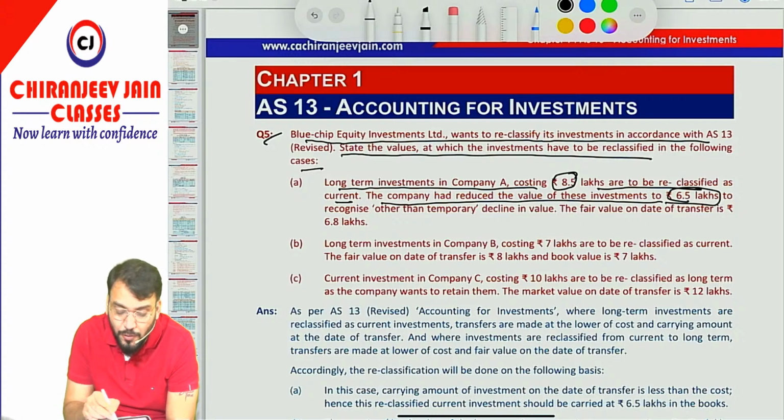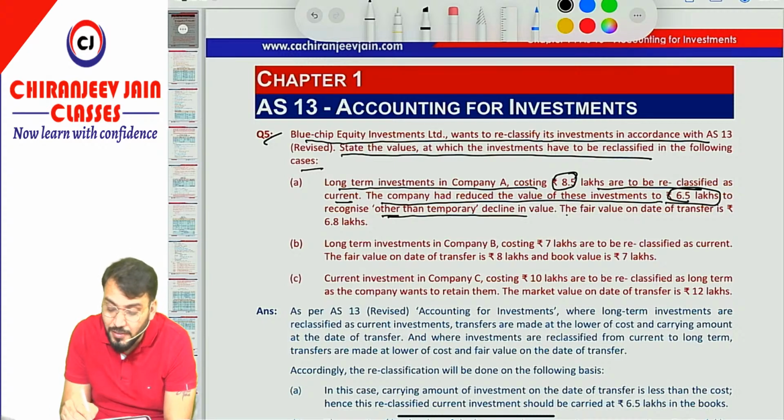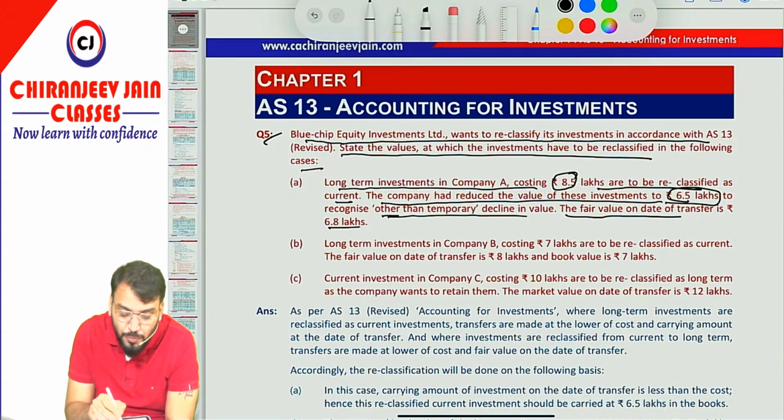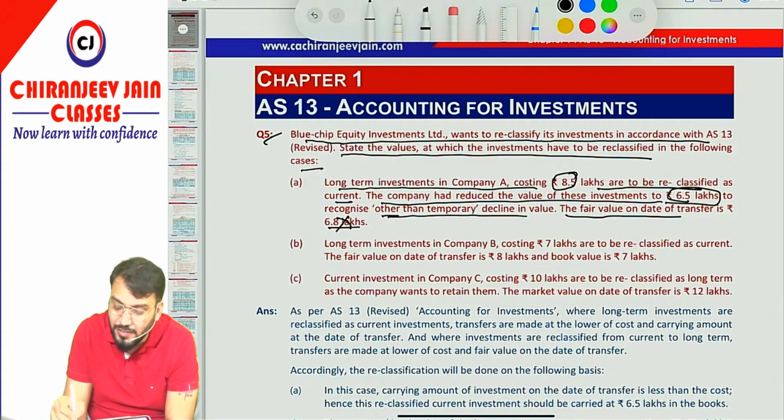This becomes the carrying amount, to recognize other than temporary decline. So of course that carrying amount is after creating provision for permanent decline. The fair value on the date of transfer is 6.8 lakh. This is not relevant. So the transfer will be made at cost price or carrying amount, whichever is lower. So what is the lower? Lower is 6.5 lakh. Therefore the transfer will be done at this amount.